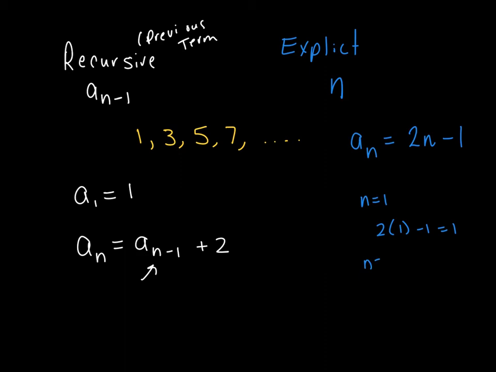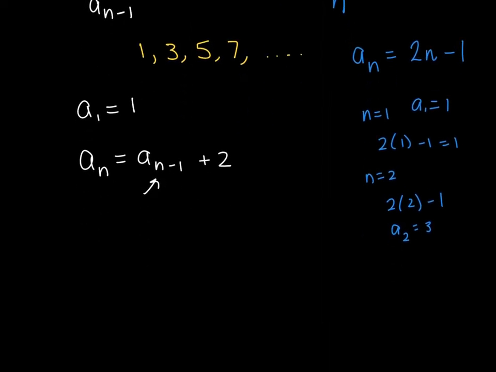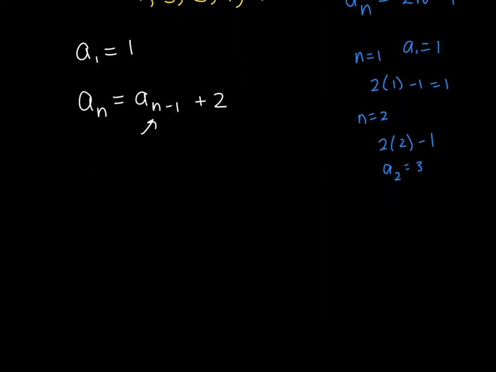Now, let's test it again for n is equal to 2. Well, when n is equal to 2, it would be 2 times 2 minus 1, which is 4 minus 1, which is 3, which matches up with my second term. A1 is equal to 1, and A2 is equal to 3. So let's look at another set, only this time we're going to use the even numbers. So let's say our sequence now is 2, 4, 6, 8, and on and on.